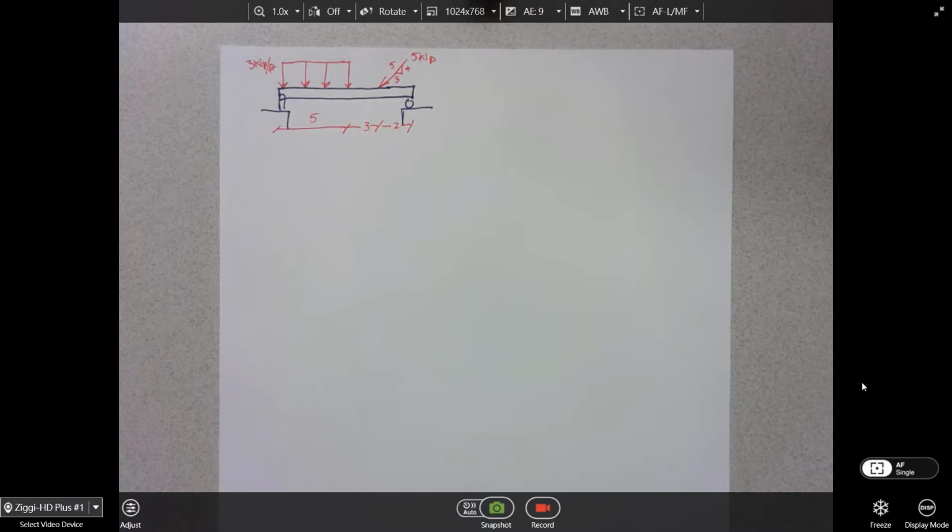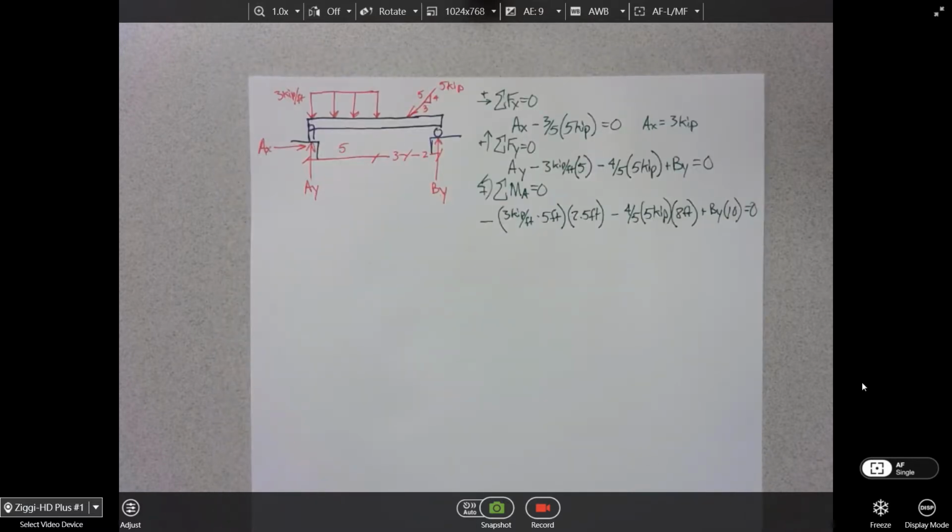Everyone got this in their notes? Okay, so go ahead and solve for the reactions. I'll give you a minute to do that. All right, hopefully you got a system of equations similar to this one.